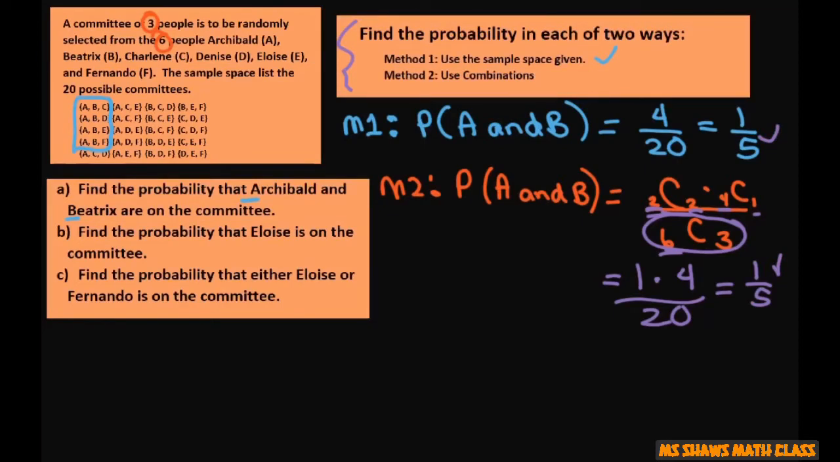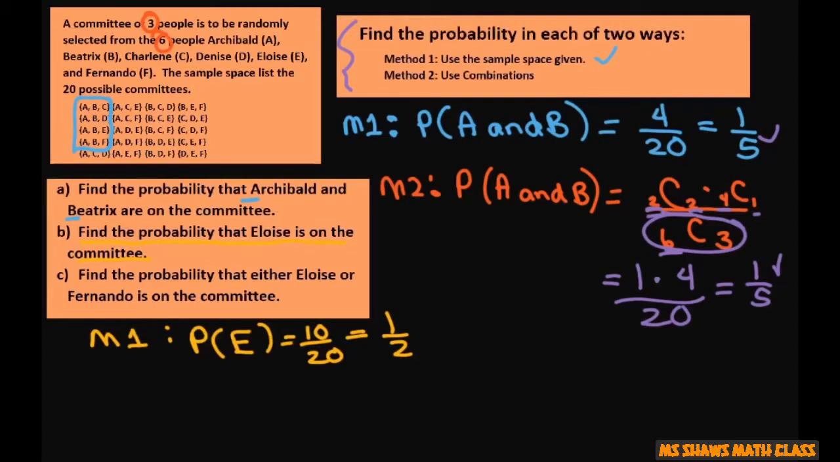So let's do an easy one. Find the probability that Eloise is on the committee. So for method 1, if you look through, we can find all the E's. Half of these are E's. So the probability of E is 10 out of 20. So just that Eloise is on is 1/2.